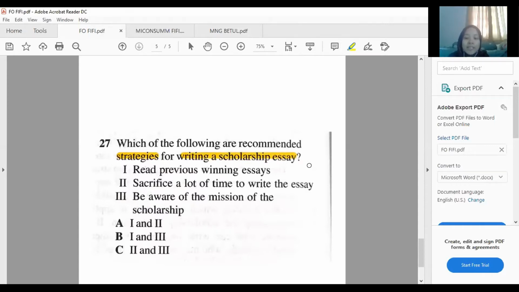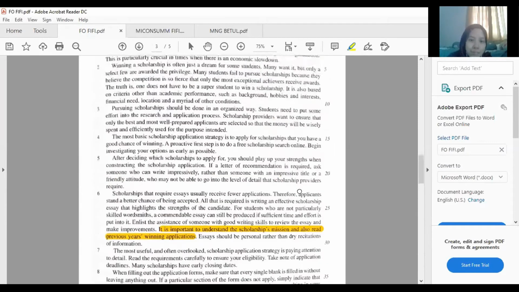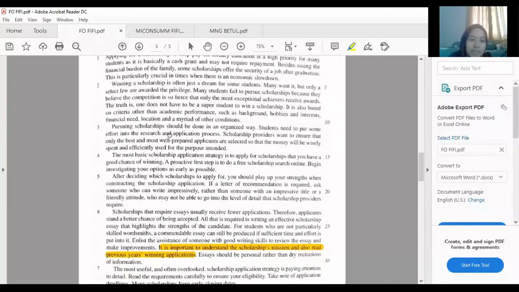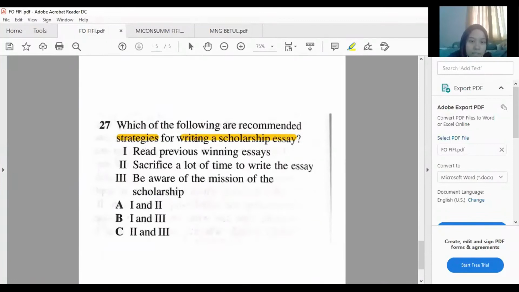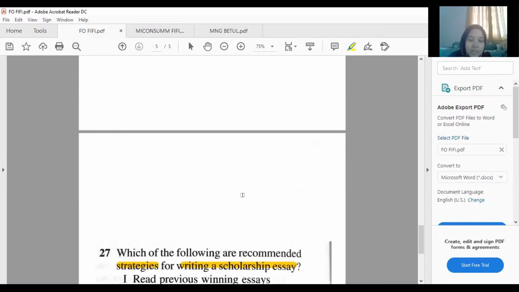Okay, so the third step is to skim throughout the passage to determine the paragraph. If we skim throughout the passage, then we'll get to see that paragraph 6 has scholarships that require an essay usually receive fewer applications. Then obviously it will be in this paragraph. Okay, so scan the paragraph to find the keywords related to the question. Okay, so strategies for writing a scholarship essay.